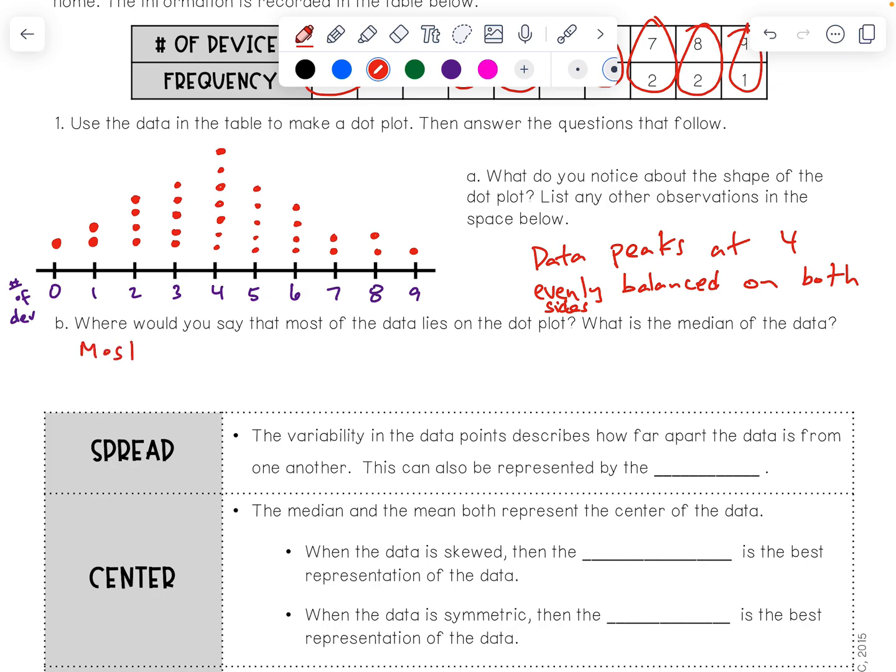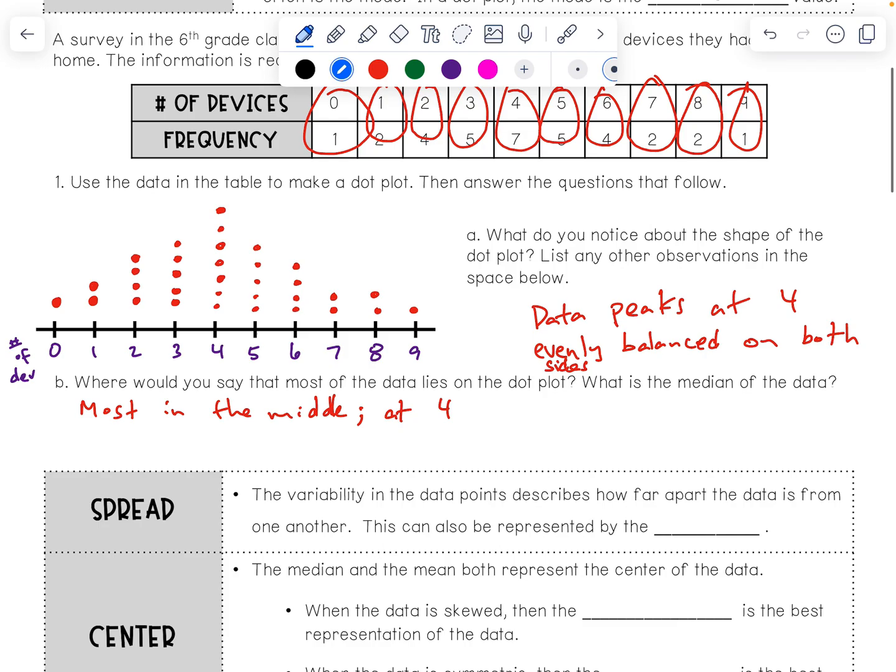Most in the middle, which is at 4. So the middle is like 4. So the median number of devices, if I wanted to look at this and figure out the median, you kind of look at that and you can cross off one from each end until you get to the middle.